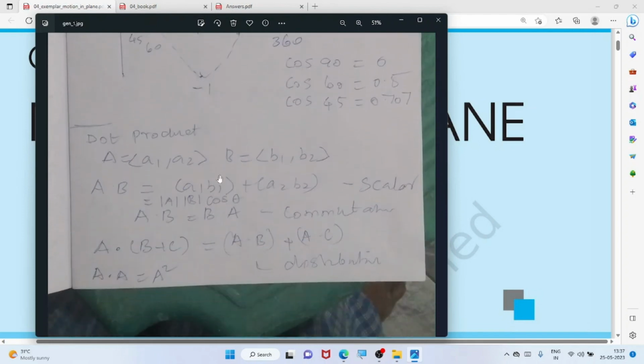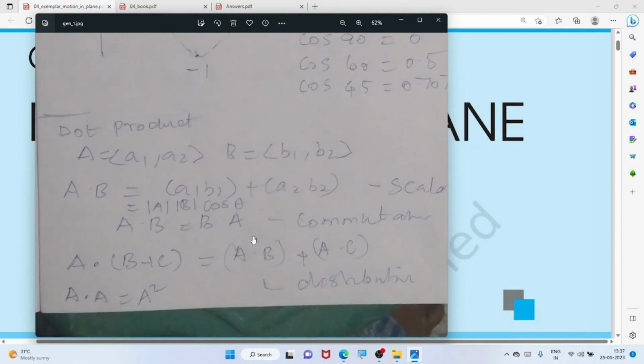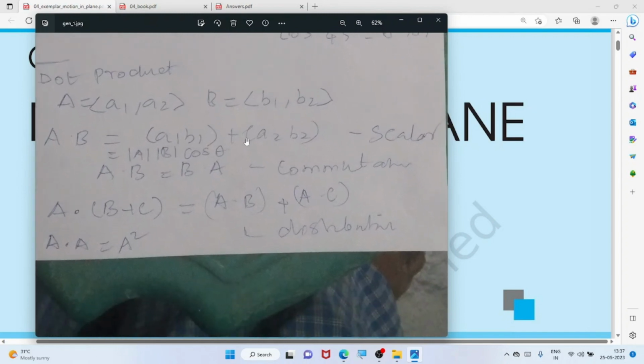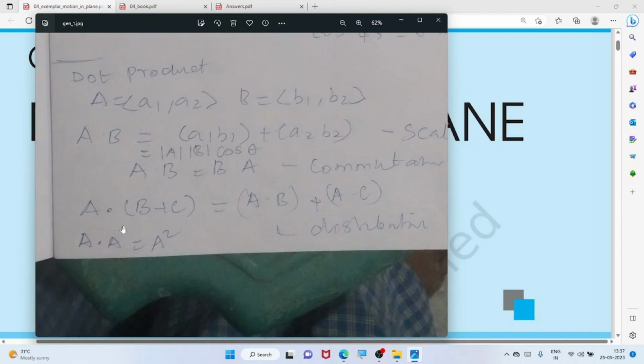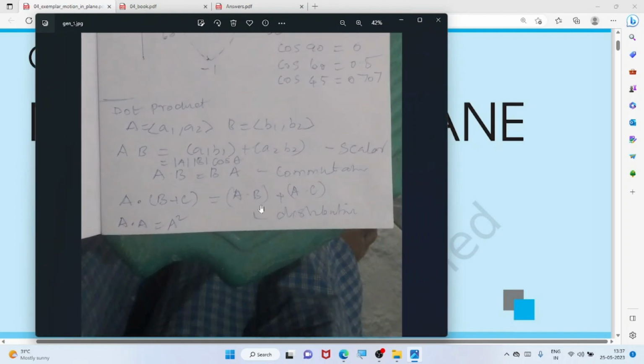Okay. Now if we have two vectors A and B, then you find the dot product A dot B equal to A1 B1 plus A2 B2. This is magnitude of A, magnitude of B cos theta. This dot product is a scalar one, and A dot B equal to B dot A, commutative and distributive also. When you do dot product of the same vector, then you will get A square.